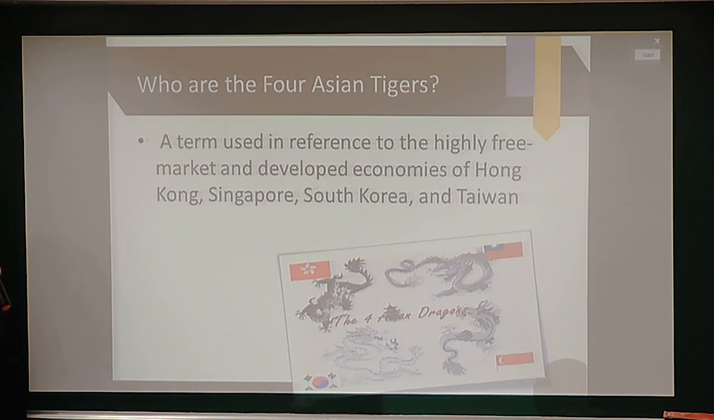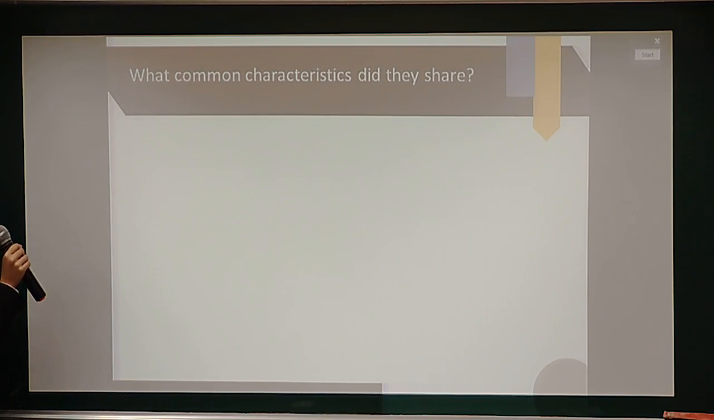And who are the four Asian tigers? It refers to four different countries: Hong Kong, Singapore, South Korea, and Taiwan. Between the 1960s and 1990s, they all followed a similar path and went on to reach fully developed industrialized countries. So what common characteristics do they share?